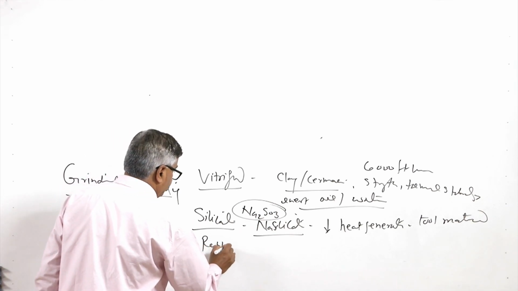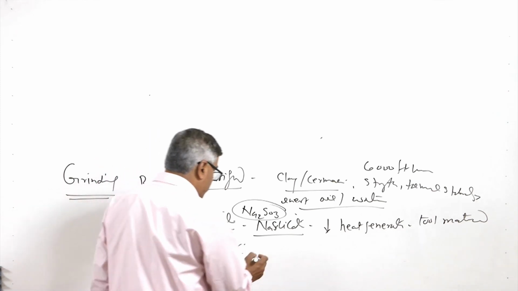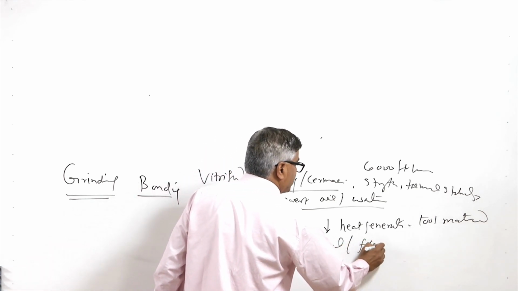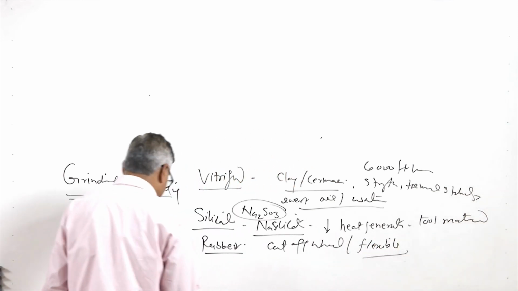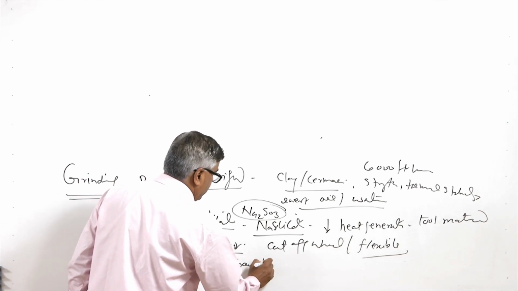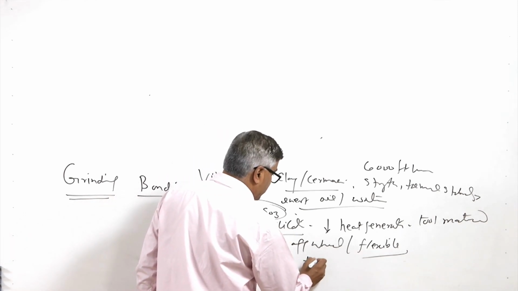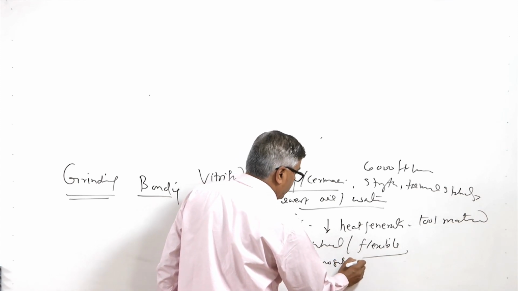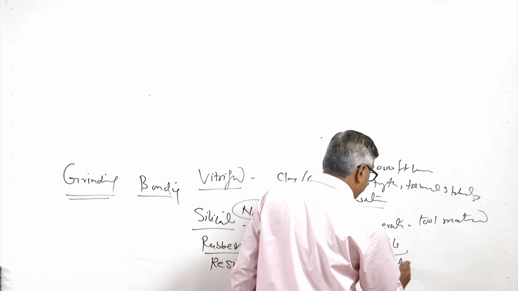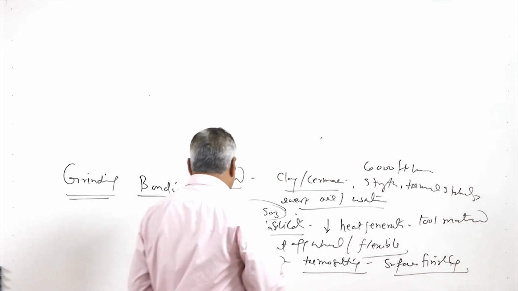Rubber bond is another one, which is mainly used for making cut-off wheels. It is flexible because it is made of rubber. Then we have the resinoid bond, basically phenol formaldehyde, a thermosetting resin, which is used for this purpose. It is mainly used for surface finishing purposes.